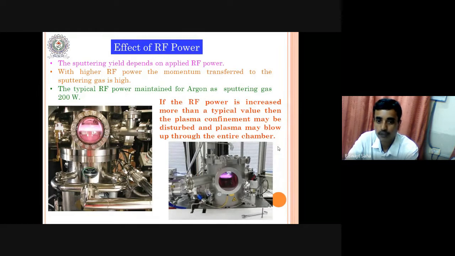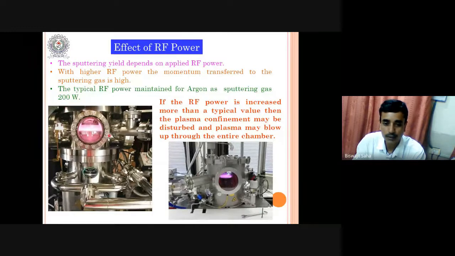Now the effect of RF power. In case of RF sputtering, you can see there are two different figures. In the first figure, you can see the RF plasma is found to be spread and expanded over the entire volume. This is the window. Through this window, we can see the plasma is not confined. But in the second figure, you can see the plasma is highly confined over a certain region. Through this window, we can see.